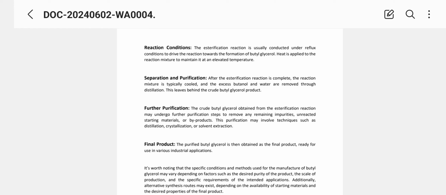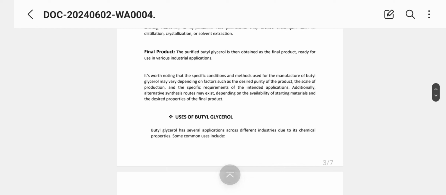Further purification. The crude butylglycerol obtained from the esterification reaction may undergo further purification steps to remove any remaining impurities, unreacted starting material, or byproducts. This purification may involve techniques such as distillation, crystallization, or solvent extraction. Final product. The purified butylglycerol is then obtained as the final product, ready for use in various industrial applications.